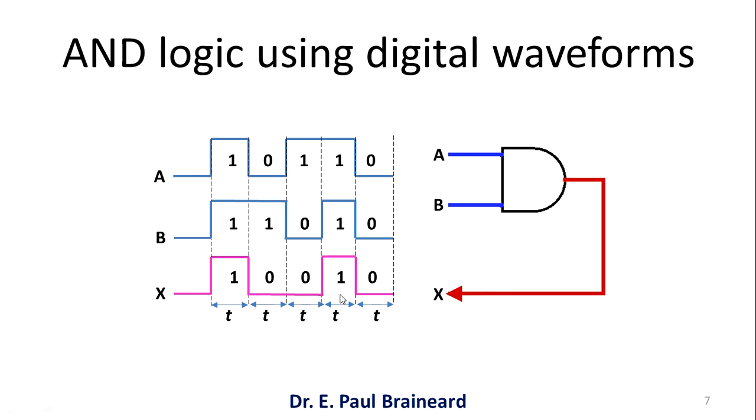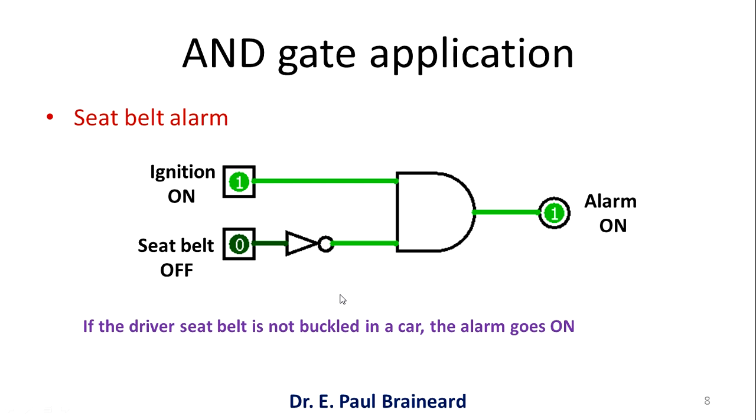Let me give a simple application of how an AND gate digital circuit can be used to give an alarm if you don't buckle the seat belt in a car. So you can use an AND gate for an alarm raising circuit in a car.